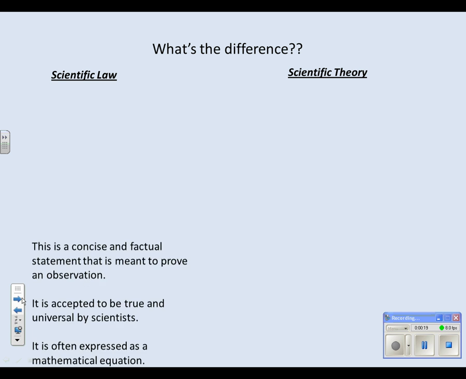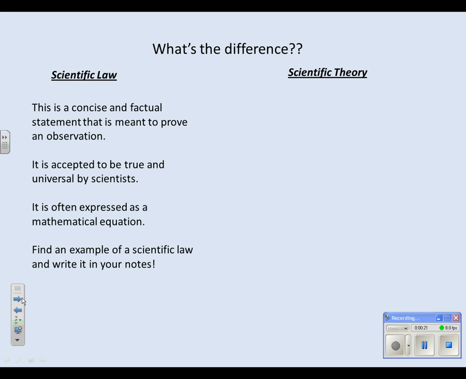Scientific laws. Remember, you can rephrase this as much as you want, as long as it's correct. It's a concise and factual statement that is meant to prove an observation. So these are what we know to be true. They have been tried and tested over and over again, and they're accepted to be true by all scientists. An easy way to find a law is they normally have a mathematical equation that goes along with it. Now, you can have laws without mathematical equations, but if that math equation is there, it's most likely a law.